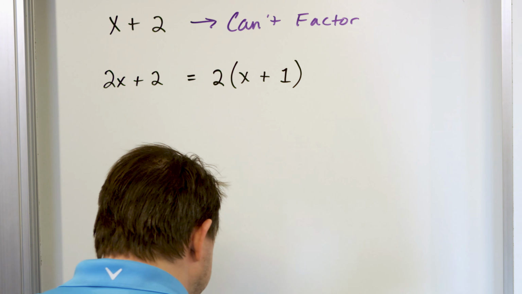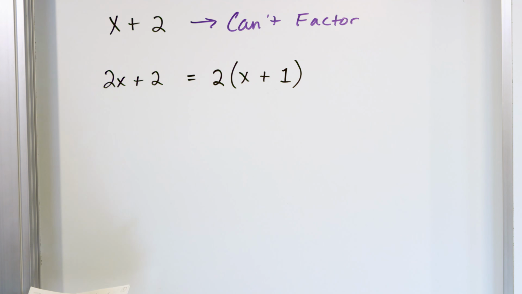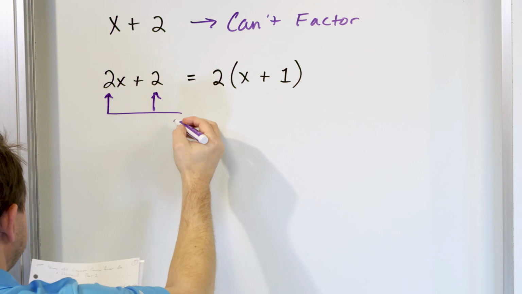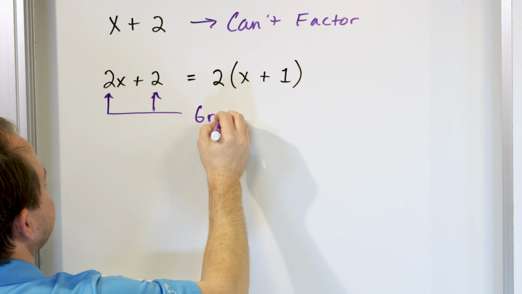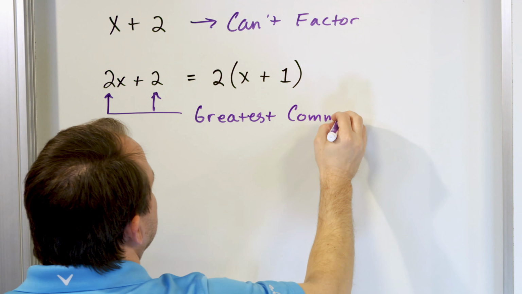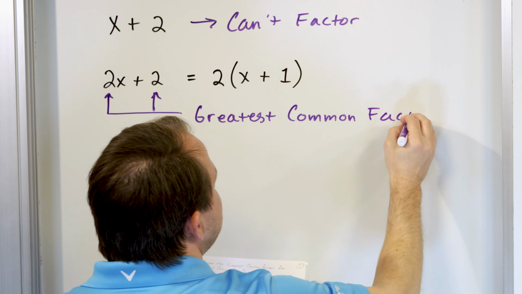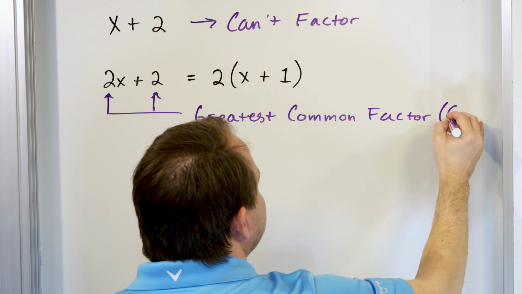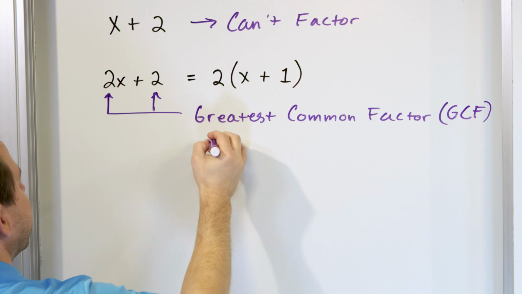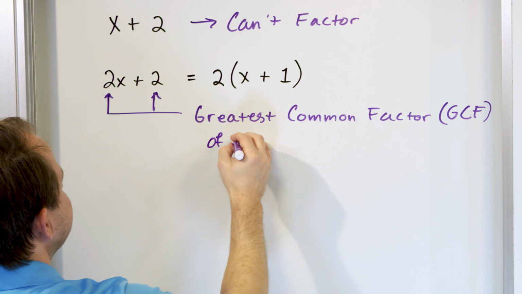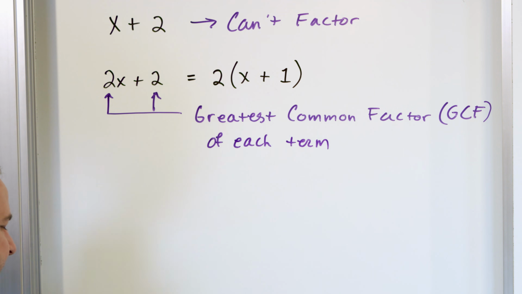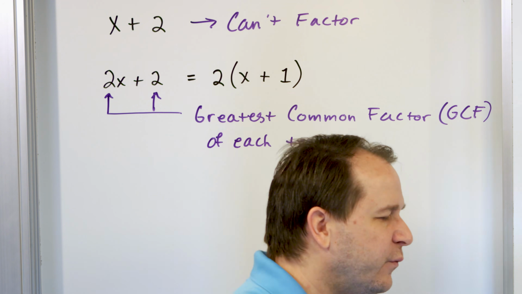So let me go and write a few things down, a few definitions here. Let me draw a little arrow here and a little arrow here and tell you that these things are called the greatest common factor. Now, almost everywhere you'll see this represented as GCF, greatest common factor, of each term. I'll go ahead and write that down as well. Of each term. Why is it called the greatest common factor? Think about what those words say.